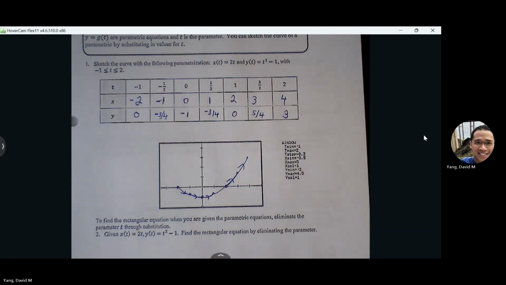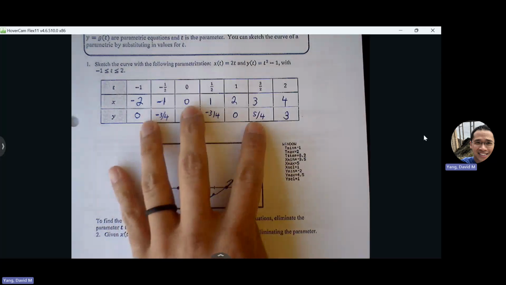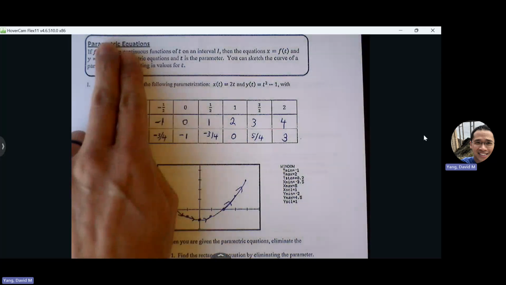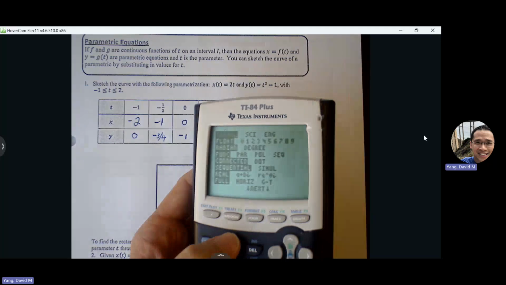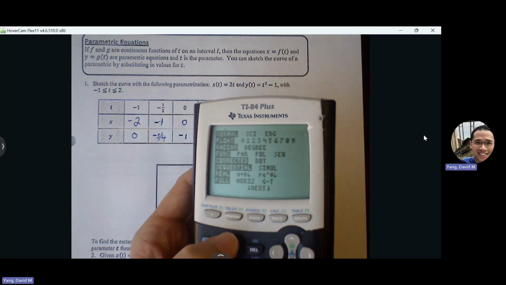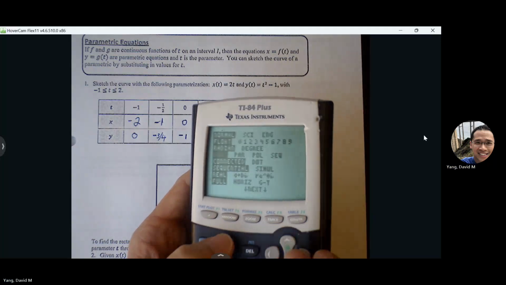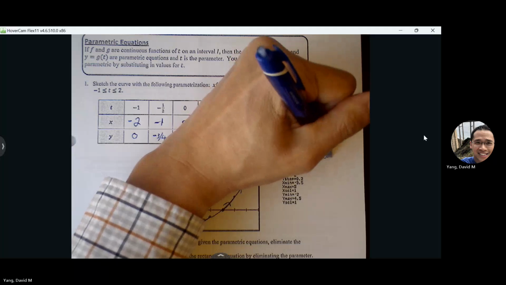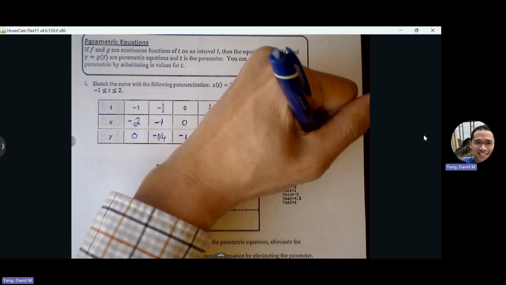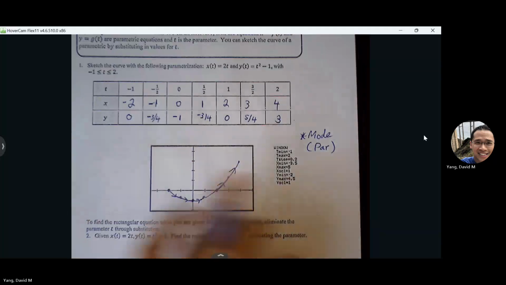Okay. I just want to show you that in our graphing calculator, we can also put it in parametric form and get this to show up. So in your graphing calculator, if you go to mode, you can choose parametric. So let me write that down here. You can go to mode and then select parametric form.